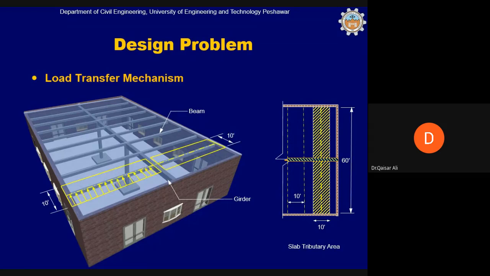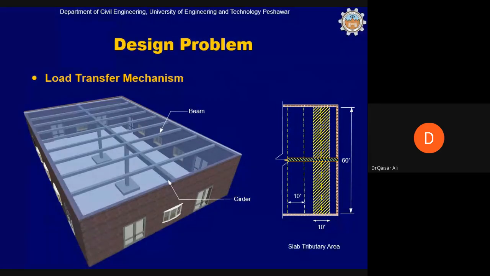You know that in the load transfer mechanism, the slab load will be transferred to beams, as you have seen in the previous cases, option 1 and option 2. You've seen in those cases that the load is transferred from the slab to the beam. Half the load on one side of the beam and half the load on the other side of the beam from the slab is taken.